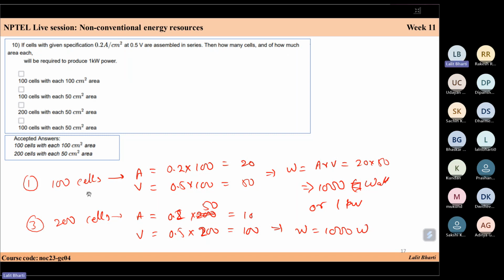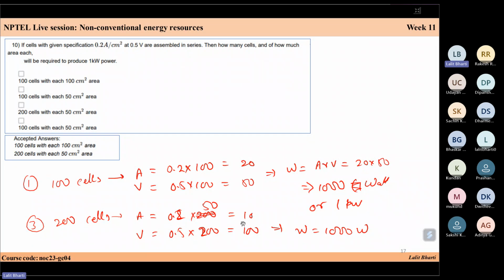So simply you can make these two combinations to make 1 kilowatt. 1 kilowatt means 1,000 watts of power. Just multiply the current with the voltage. So let's say if you have 100 cells, then 100 times 0.2 will give you the current, because we have the current density of 0.2 ampere per centimeter square. So you will get 20 here. And if you put 100 in series, then you will get a voltage of 50. Directly multiplying with the voltage, you will get the output as 1,000.